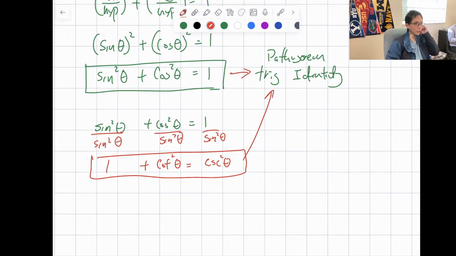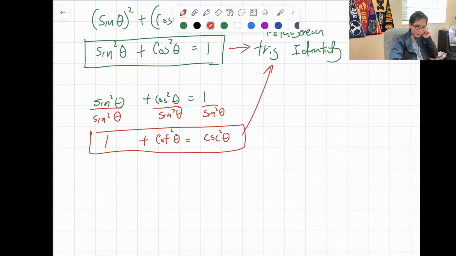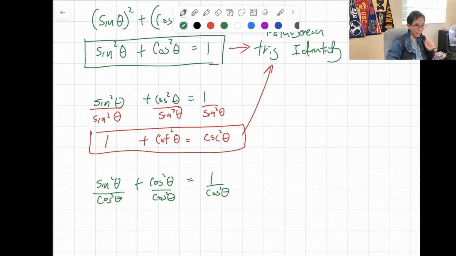We can do one more. You're going to do the last one. I'm going to take the sine squared. Instead of dividing by sine squared, what do I divide it by? Okay, so you're going to try this one. You got a new identity after that.